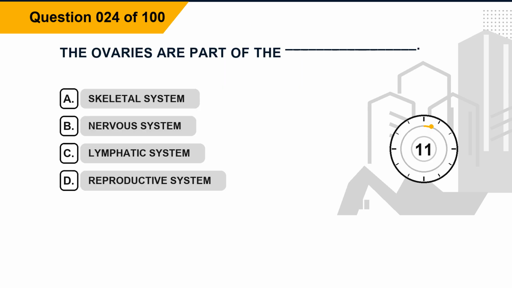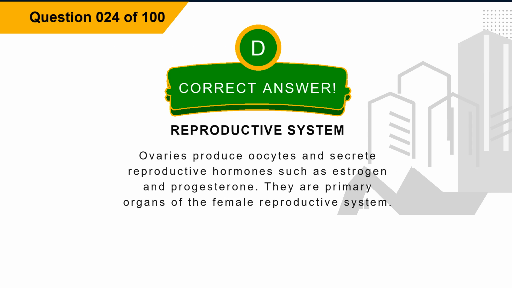Question 24. The ovaries are part of the blank. Option A, skeletal system. Option B, nervous system. Option C, lymphatic system. Option D, reproductive system. The correct answer is option D, reproductive system. Explanation: ovaries produce oocytes and secrete reproductive hormones such as estrogen and progesterone. They are primary organs of the female reproductive system.